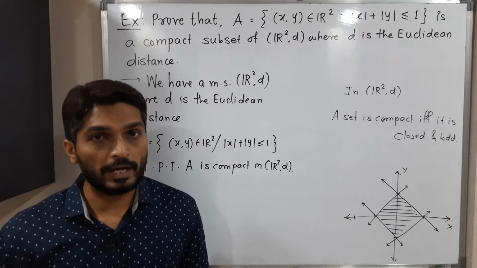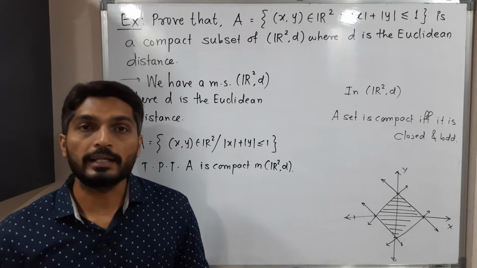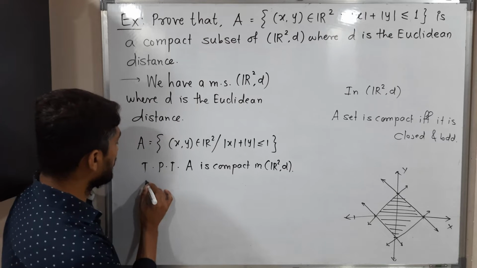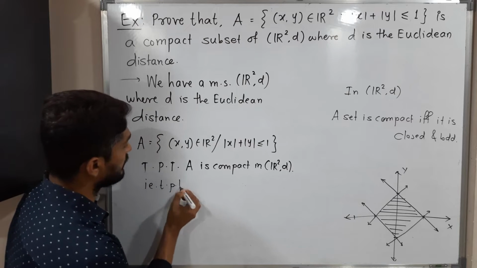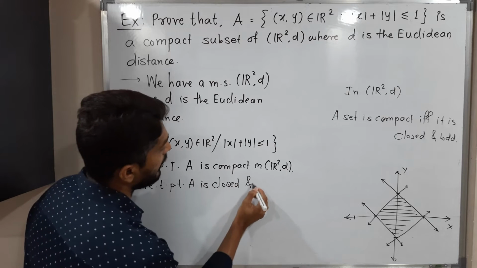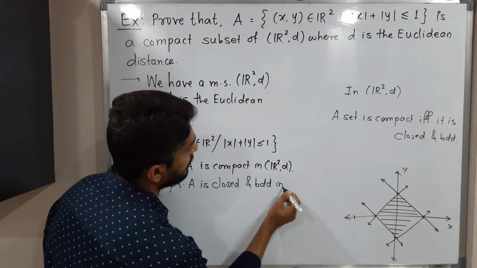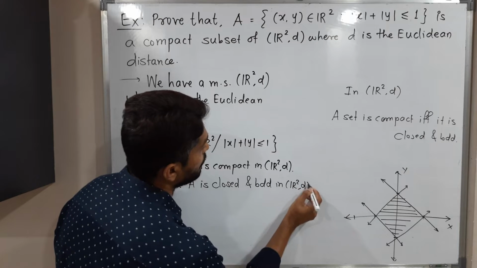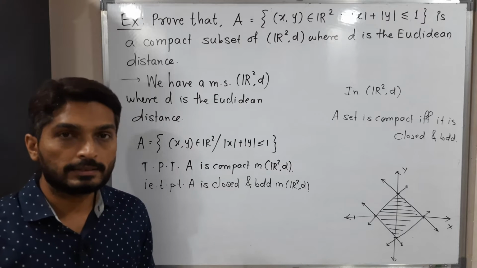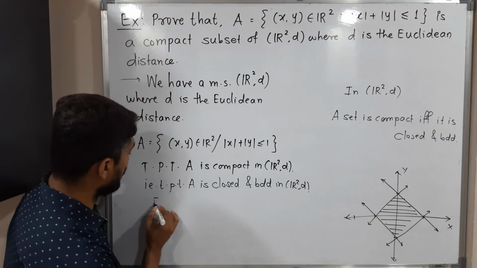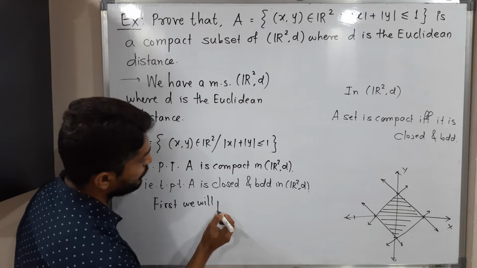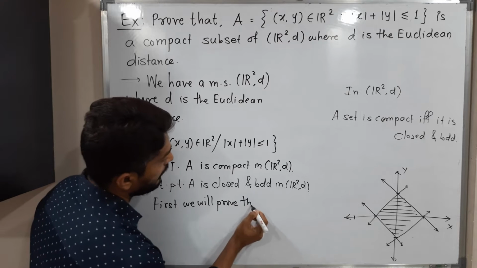We will first prove that the given set is bounded, and then we will prove that the given set is closed. Let me mention here, that is to prove that A is closed and bounded in (R², d). This thing we have to prove. What we have to prove is that the set is closed and bounded. So first we will prove that A is bounded.